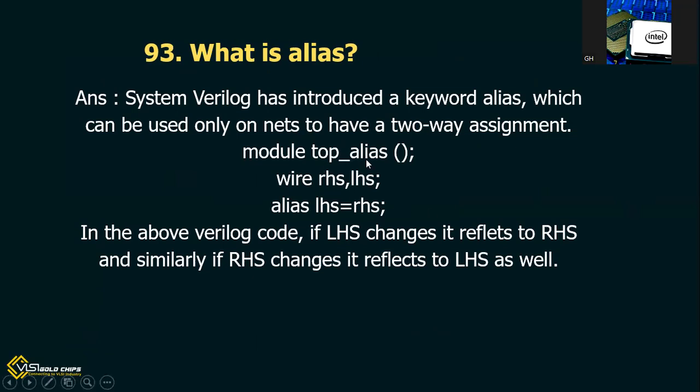Module top_alias(); wire RHS, LHS; alias LHS = RHS; In the above Verilog code, if the LHS changes, it reflects to RHS. And similarly, if RHS changes, it reflects to LHS as well.